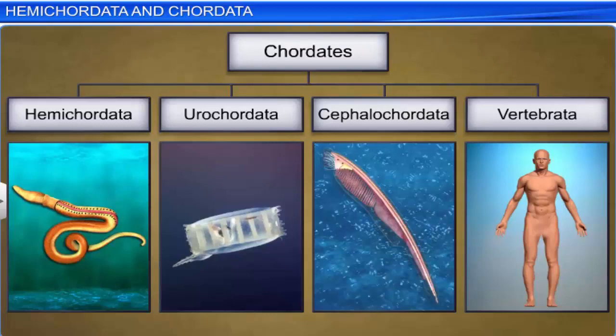Let's begin with phylum Hemichordata. Earlier, this phylum was considered a subphylum under chordates. However, due to certain features, taxonomists have classified this phylum as non-chordates. Let's take a look at the characteristic features of this phylum.